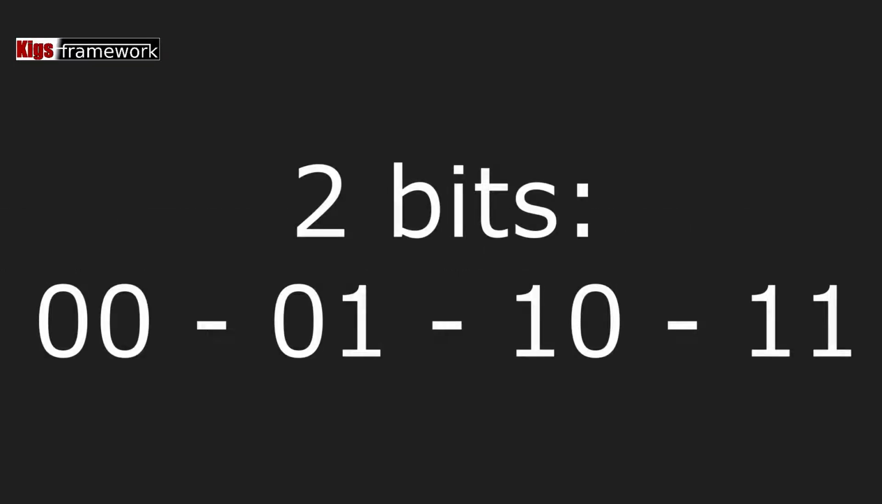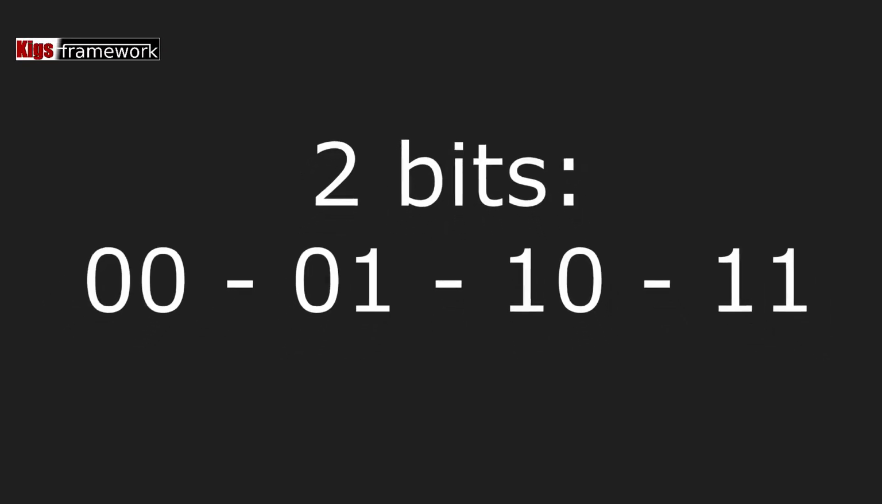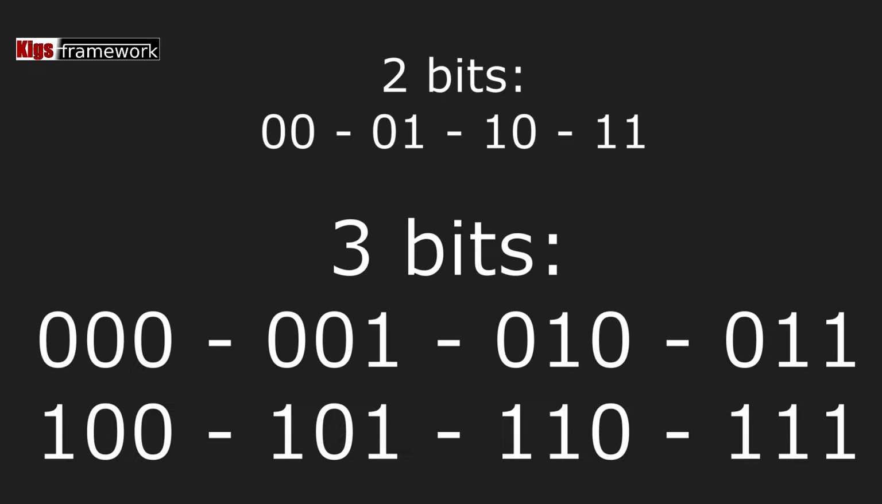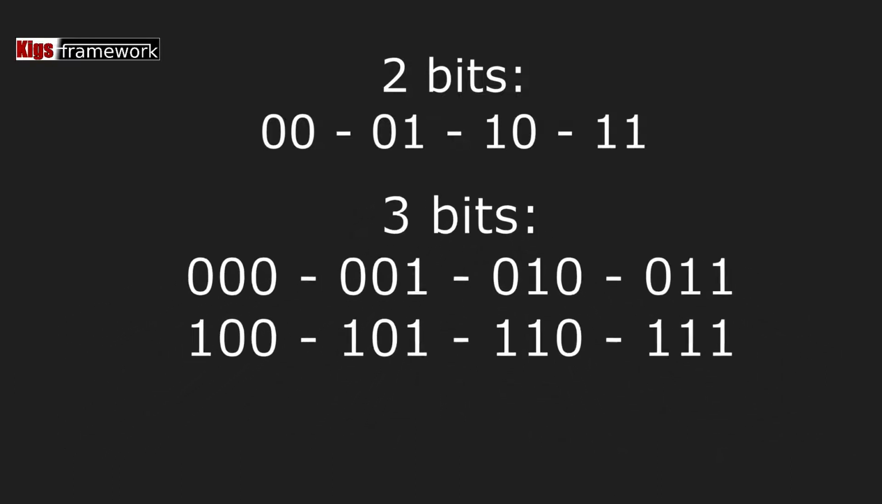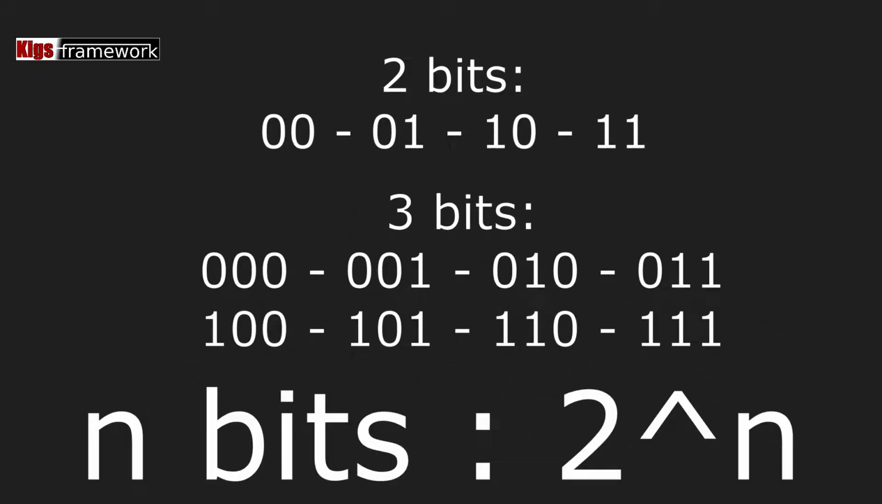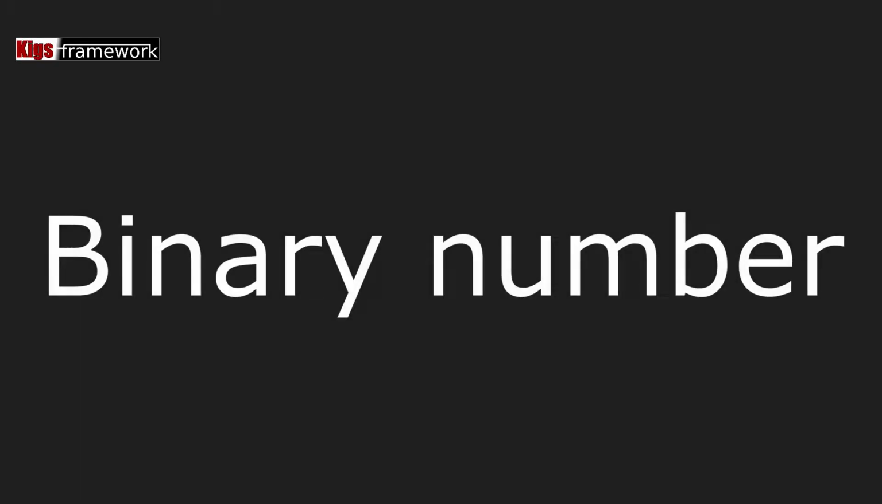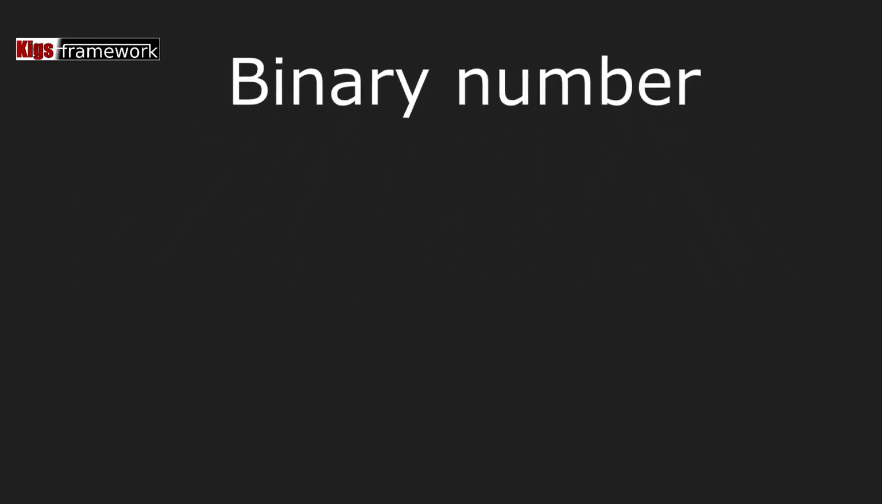With 2 bits, it's possible to obtain the following 4 combinations: 00, 01, 10, and 11. With 3 bits, the 8 displayed combinations are possible. And with the number n of bits, we obtain 2 to the power n combinations, which will bring us to a small parenthesis to quickly talk about binary.